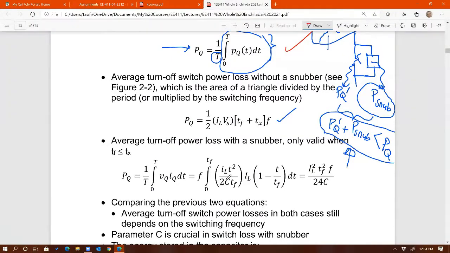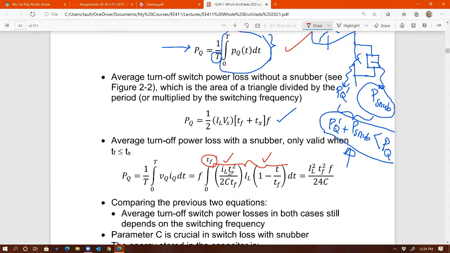Yeah, right there, see that? IQ, and then I believe this is VC. Yeah, this is VC or VQ, the same thing. And then that's your I right there. Right? IQ, VQ, and it's being calculated from 0 to TF. And then 1 over T becomes F.